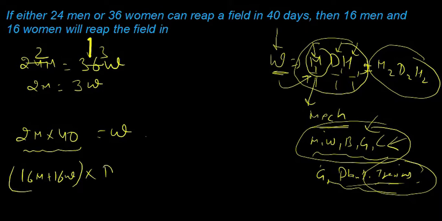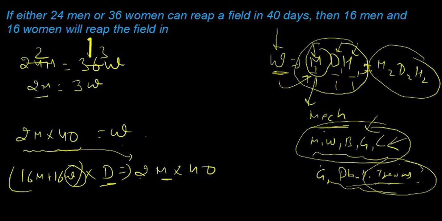Let's say d days should be needed to complete this work. So this is also work done, this is also work done, so I think we should equate this. So this is 2m into 40, because the right hand side is having women, so I think we need to convert this into the same form. You can convert men into women, whatever you like. 2 men equals 3 women, so let's write down 3 women into 40. For 16 men you have to multiply it by 8.